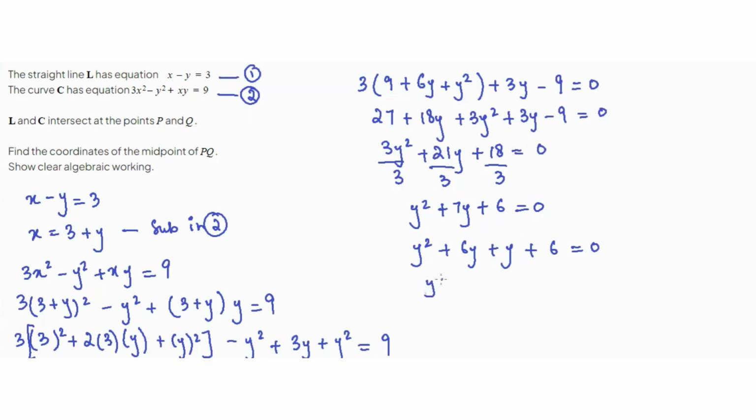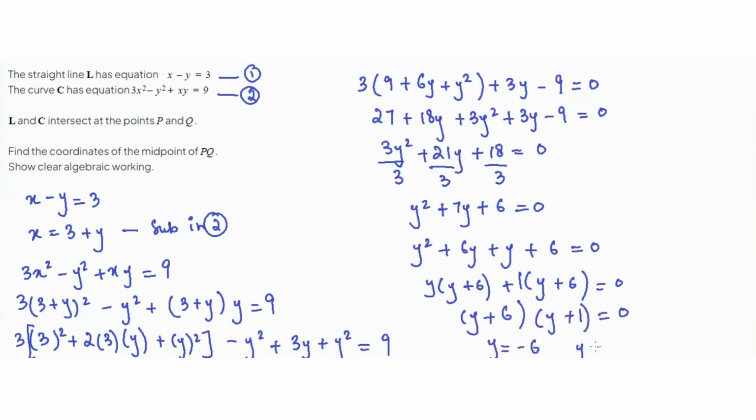So that's going to be y, bracket y plus 6, plus 1, bracket y plus 6 equals 0. Y plus 6 is common between y and plus 1. So y plus 6 in one bracket and y plus 1 in the other, which means one value of y is negative 6 and the other is negative 1.